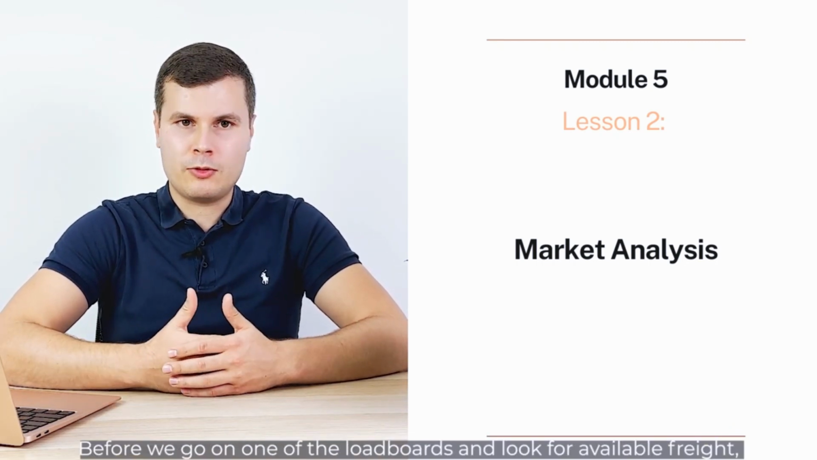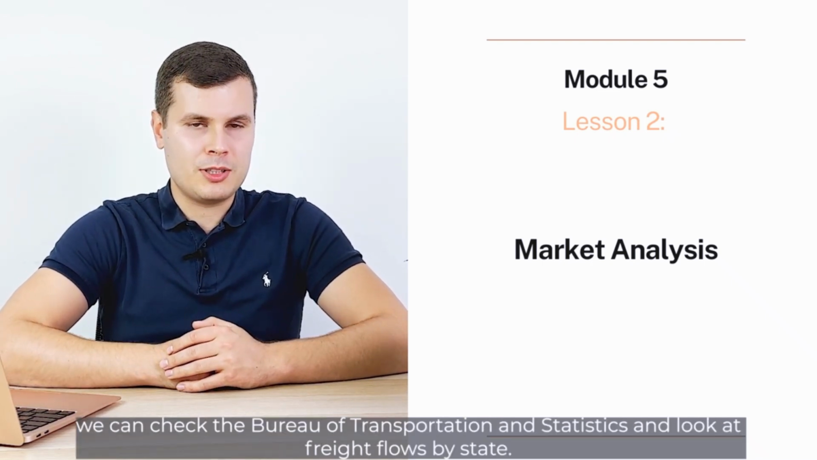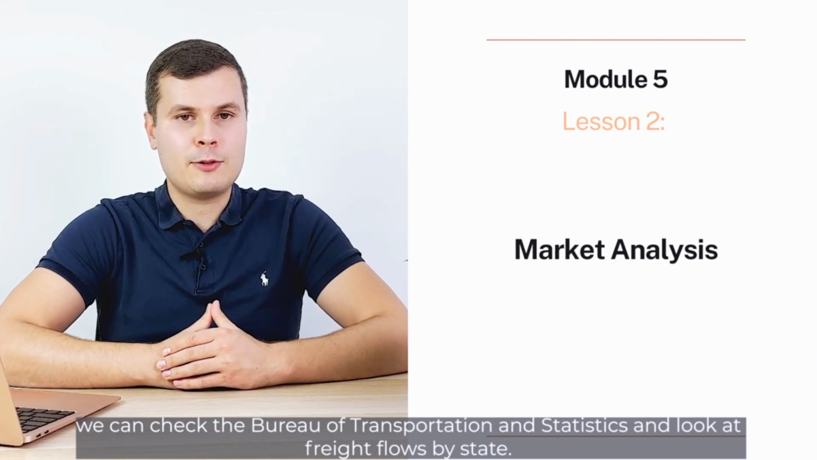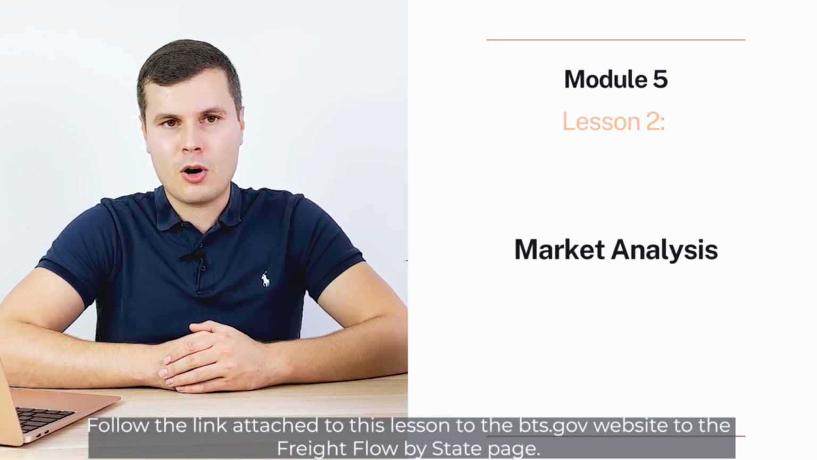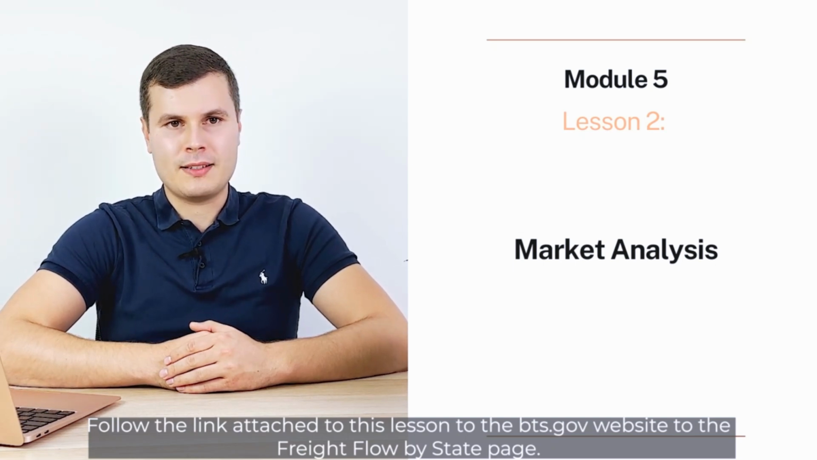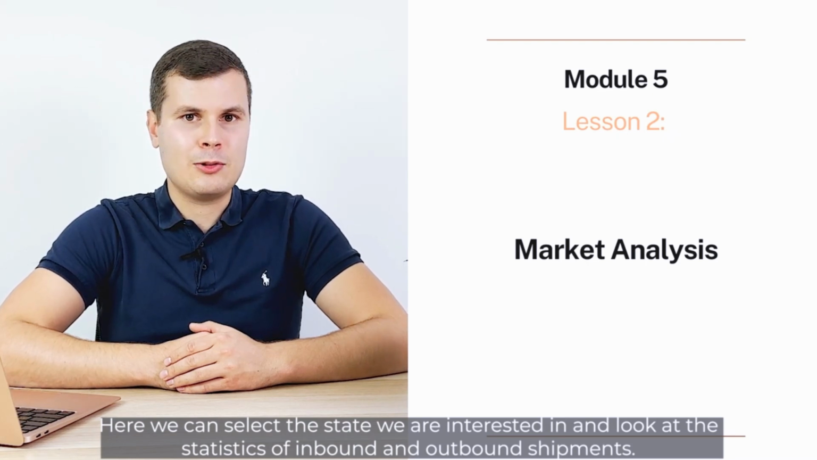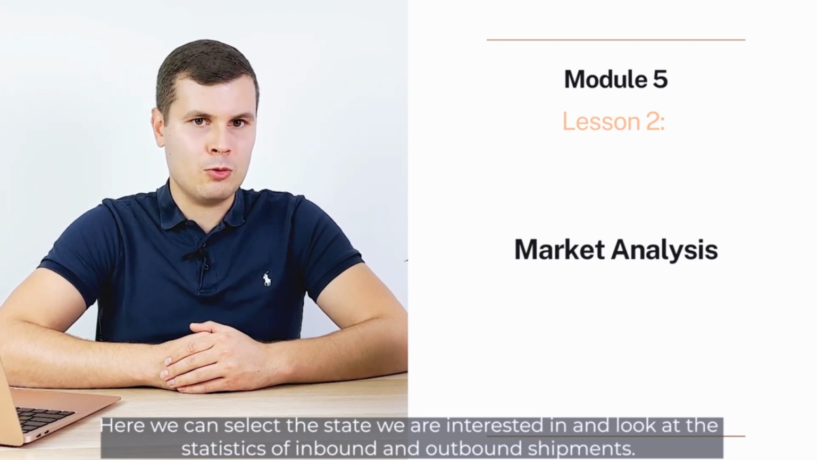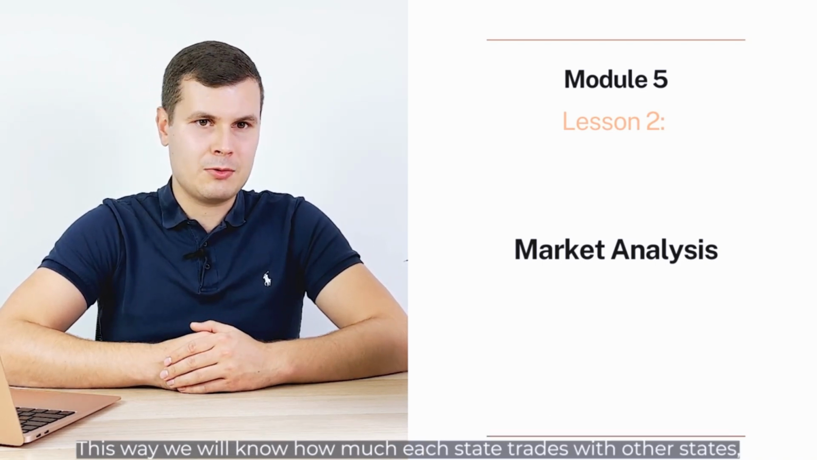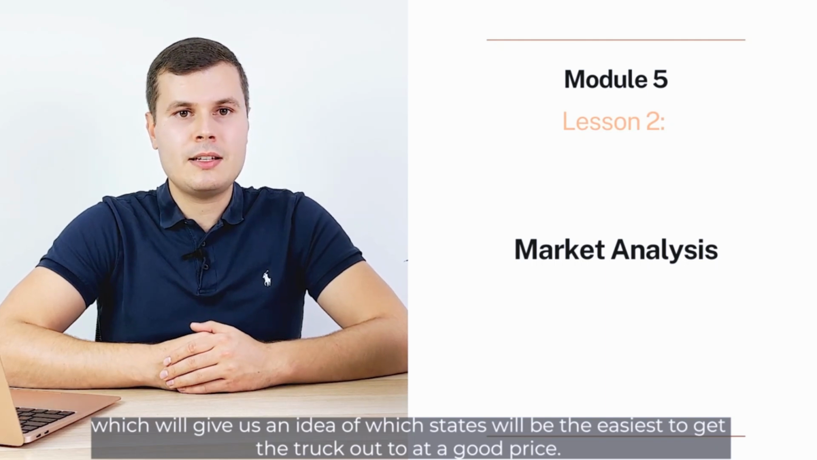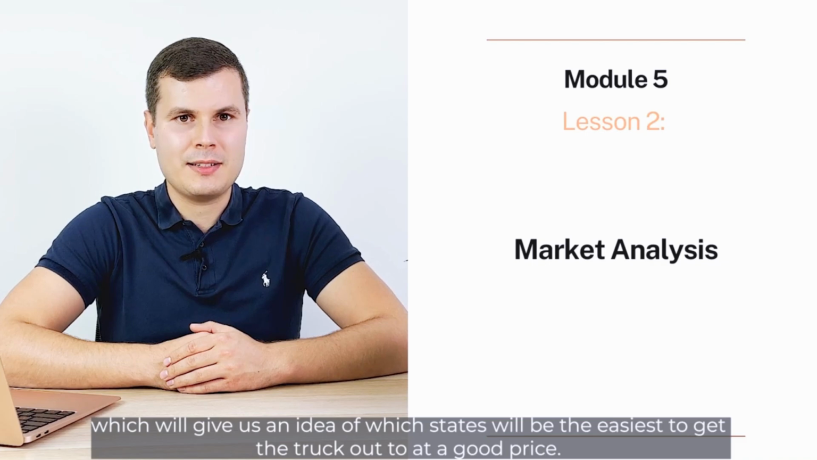Before we go on one of the load boards and start looking for available freight, we can check the Bureau of Transportation Statistics and look at freight flows by state. Follow the link attached to this lesson to the bts.gov website to the freight flow by state page. Here we can select the state we're interested in and look at the statistics of inbound and outbound shipments. This way we will know how much each state trades with the other states, which will give us an idea of which states will be the easiest to get the truck out at a good price.